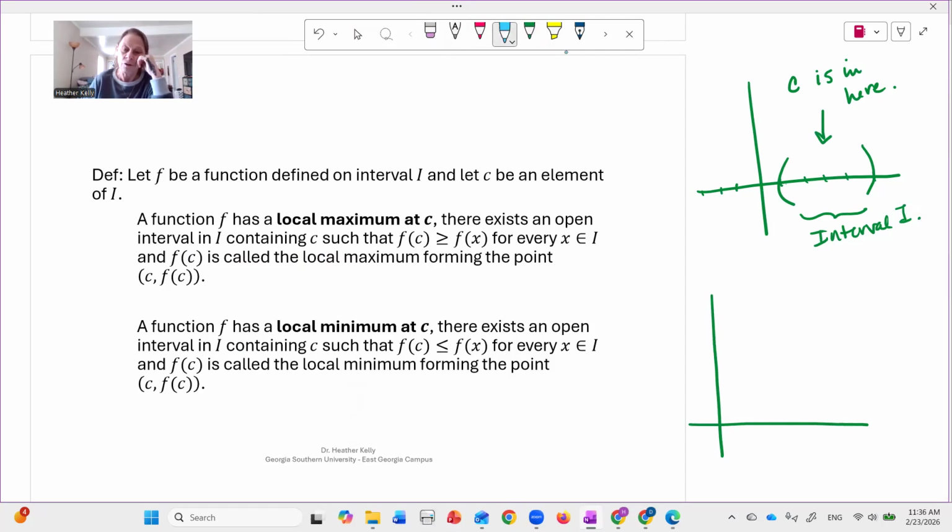And let's draw something like this. Because this will be a better idea for the first time you see it. And let's make our interval from here to here.